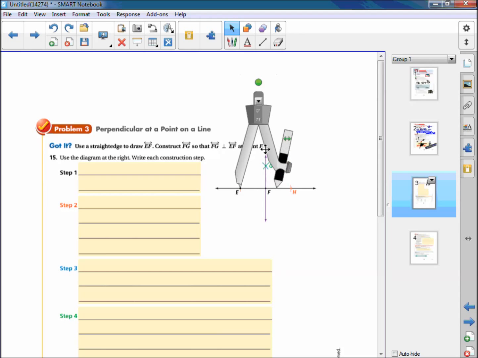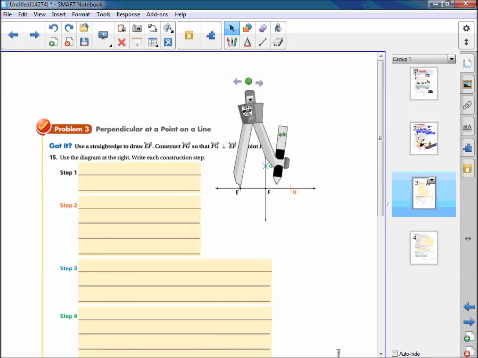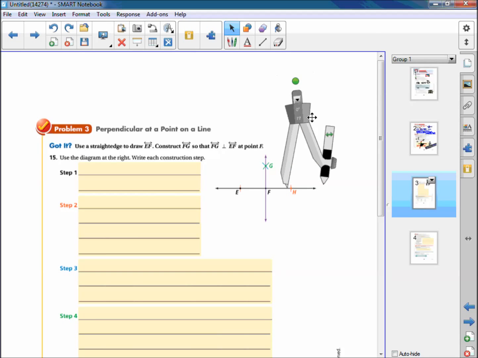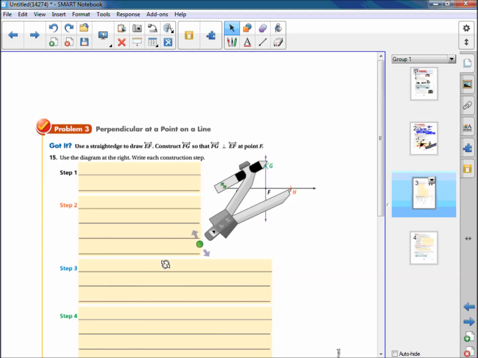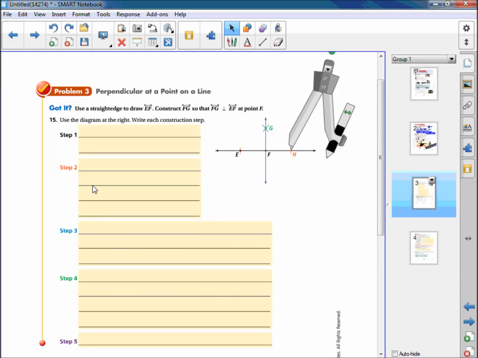And then they made a mark by spinning it up here, and then they went over to H without changing it, and they made the same mark by spinning it here. Okay, and then when they found where those two places crossed, they just connected it up. All right, so the construction, that's how we made it, and our job is over here now to write in the steps. So what were the steps that we did?